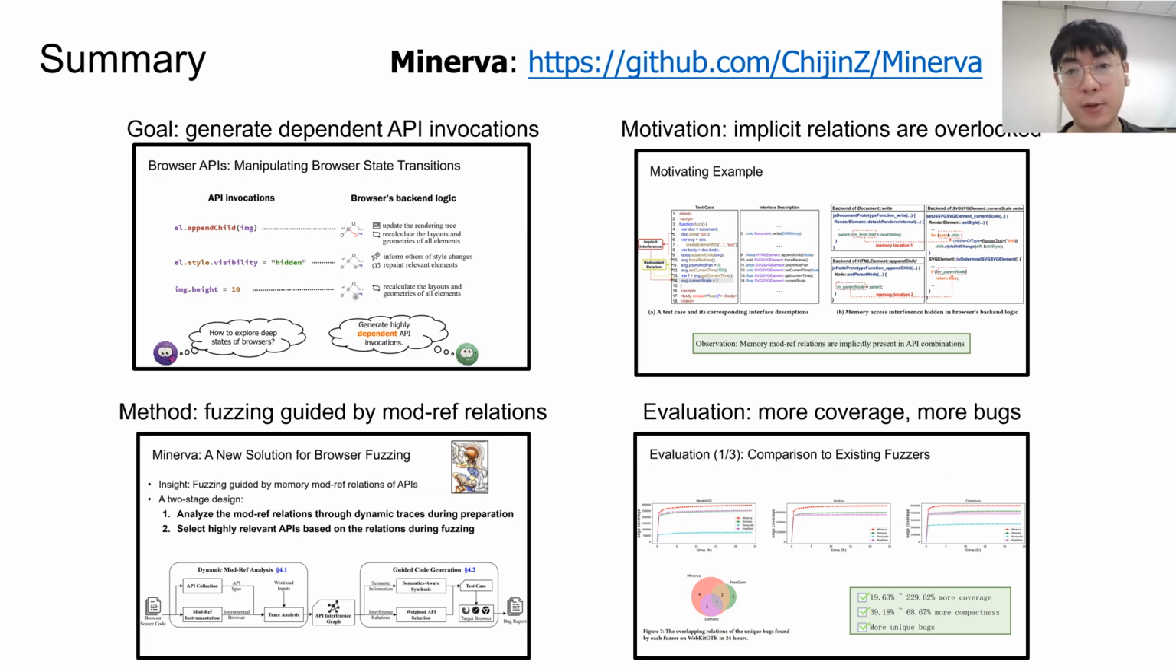To sum up, we propose Minerva, a browser fuzzer, and its goal is to generate dependent API invocations, and its method is to generate test cases guided by mod-ref relations.